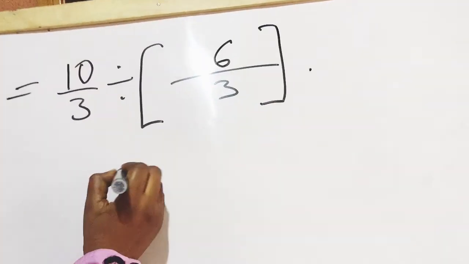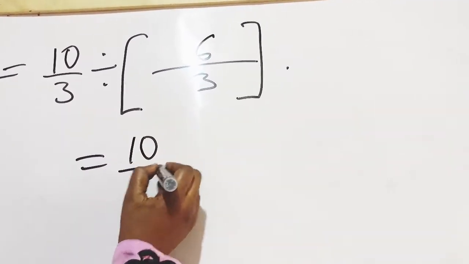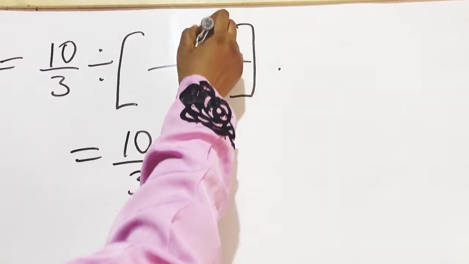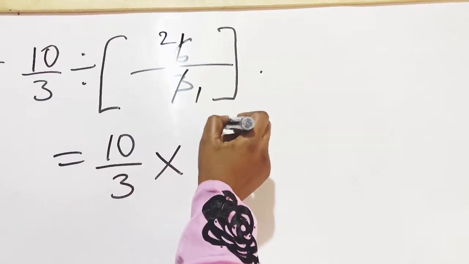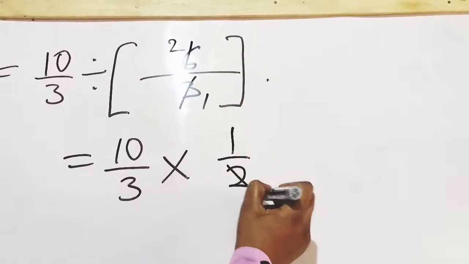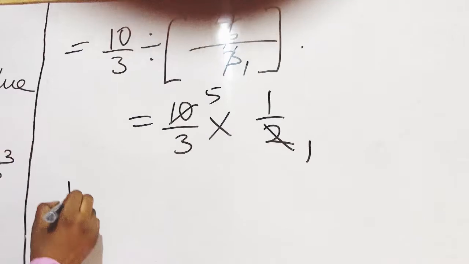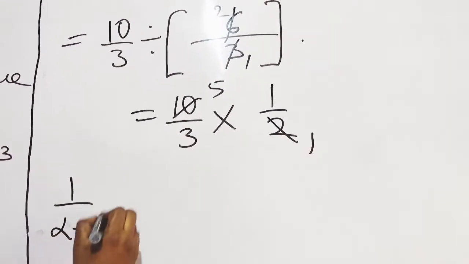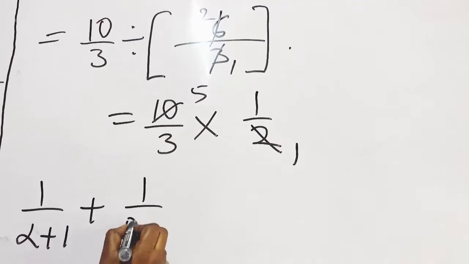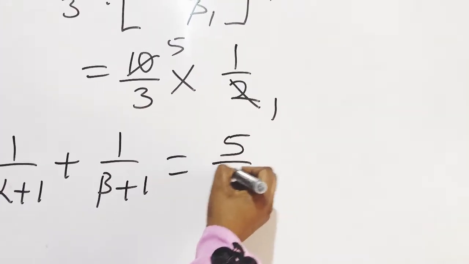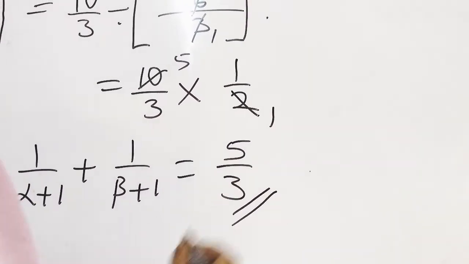So it is equal to 10 over 3 multiplied by, so here is 1, here is 2. So multiply by 1 over 2. So 2 here, 1, 2 here, 5. So 1 over alpha plus 1 plus 1 over beta plus 1 is equal to 5 over 3. And that is that.